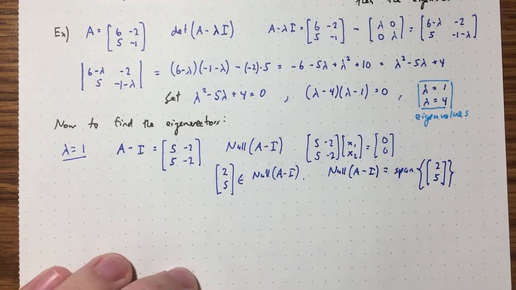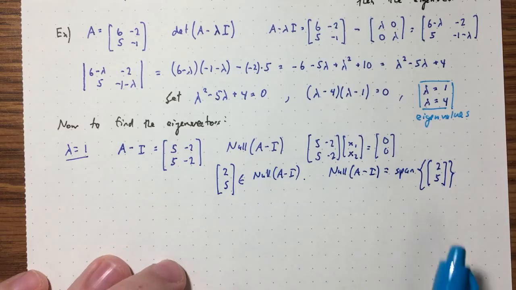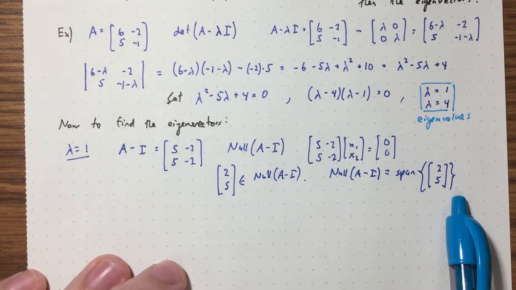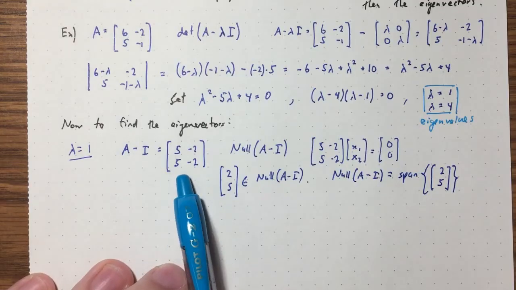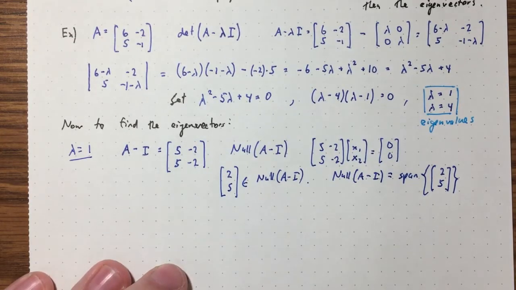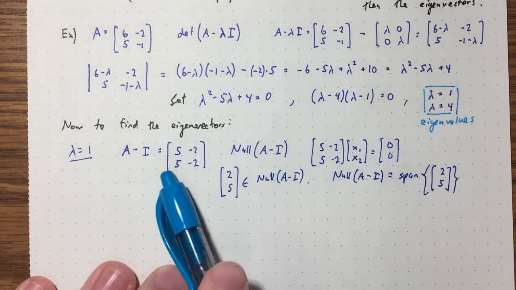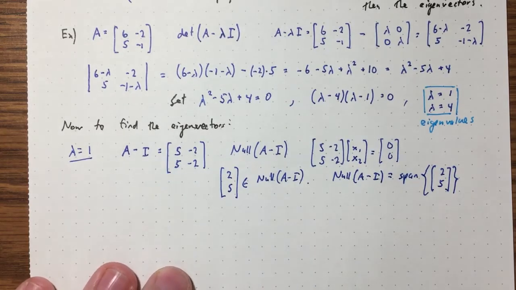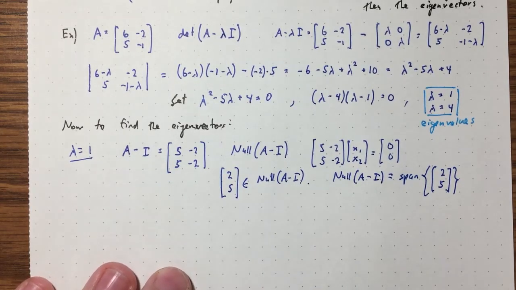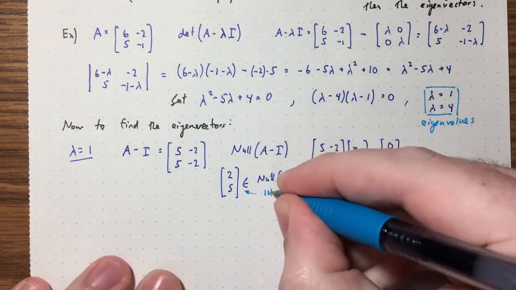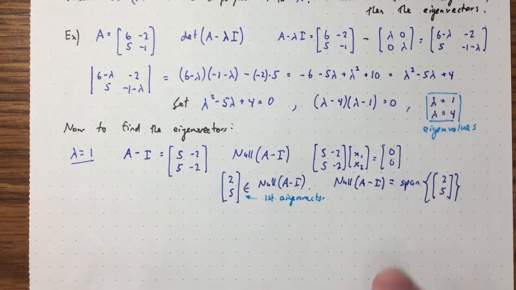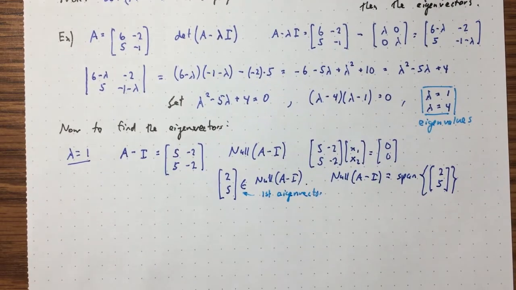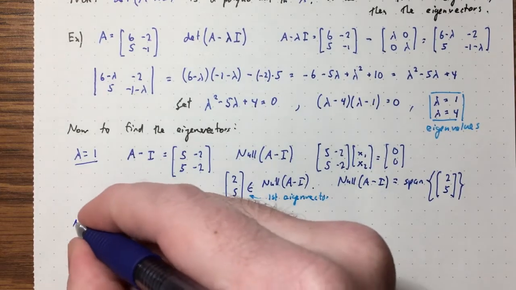How do I know there's not a second vector? Well, it's because this matrix has rank 1. So the rank plus the nullity is 2. Again, we're using everything from this class. The rank plus the nullity is 2, so the null space is one-dimensional only. So this is my first eigenvector. I've actually found a whole span of eigenvectors associated with lambda equals 1.